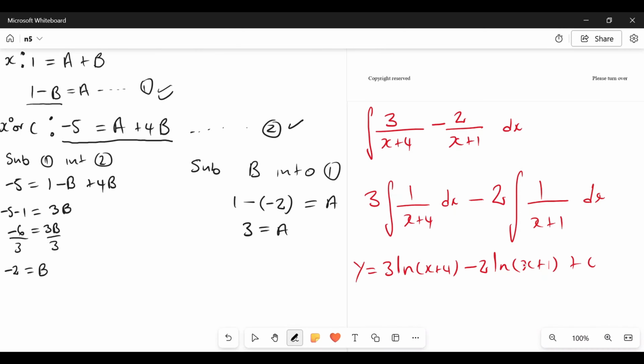So this here is how you do this one. This was actually type 2 of our integration, just in case you didn't know about it.